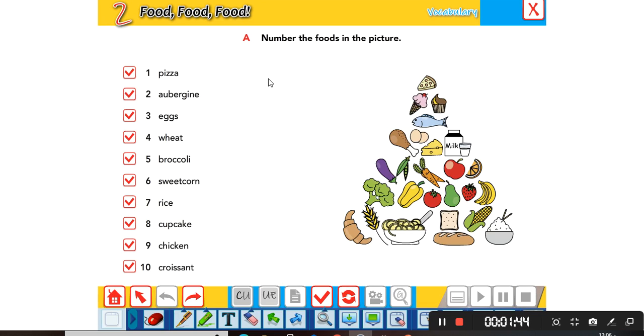Number 1, pizza. You can find it here. This is the pizza. Number 2, aubergine. That's it. This is aubergine. Eggs. Here are the eggs. 4, wheat. Here you can find it at the bottom. Broccoli, this is broccoli, the green vegetable. Sweet corn, here it is, sweet corn. Rice, cupcake at the top, cupcake. Chicken, this is chicken or a part of a chicken. And croissant.